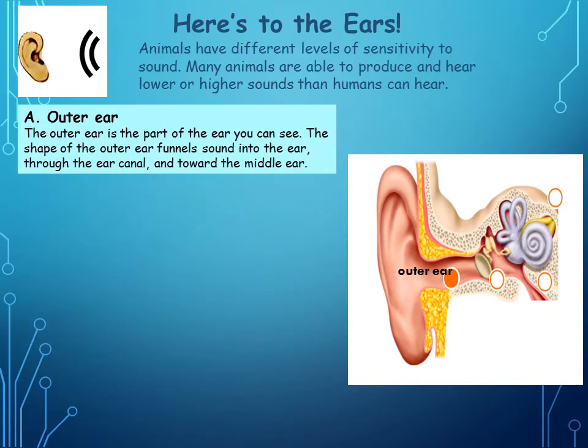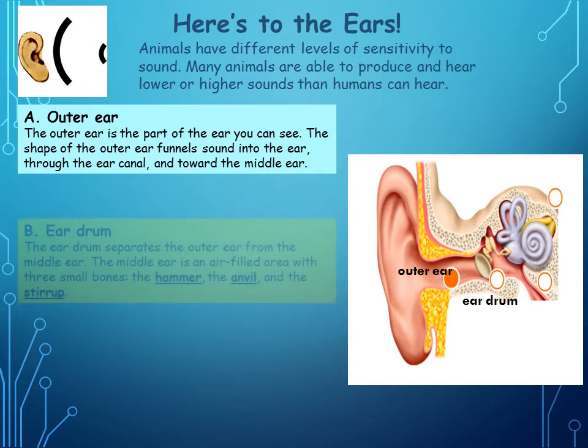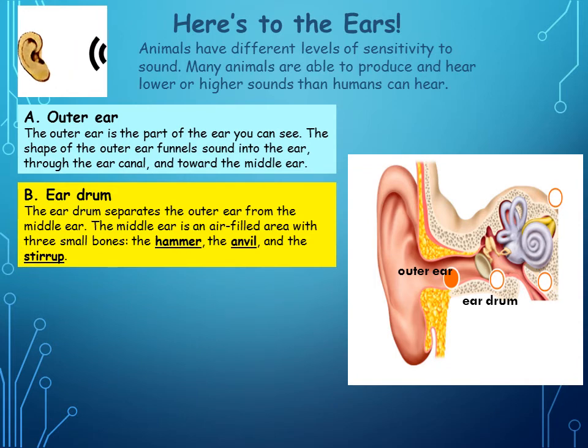First one, we have the outer ear. The outer ear is the part of the ear that you can see. The shape of the outer ear funnels sound into the ear and then through the ear canal and towards the middle ear. Look at the image here for your reference. And second, we have the eardrum. It separates the outer ear from the middle ear. The middle ear is an air-filled area with three small bones called the hammer, the anvil, and the stirrup.